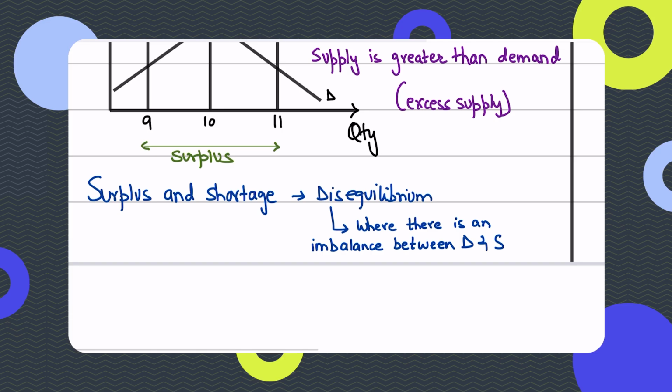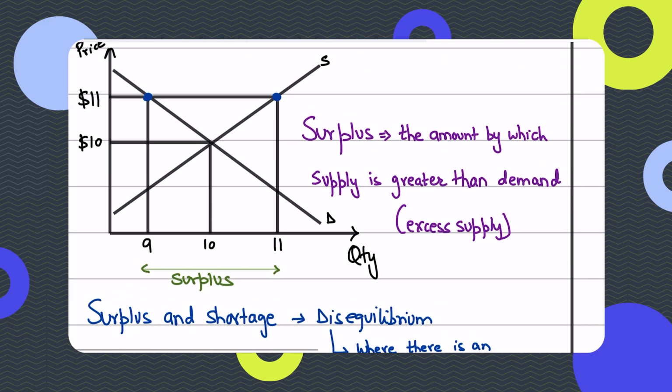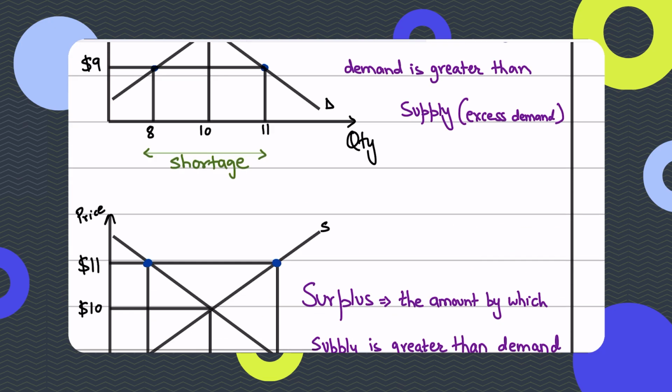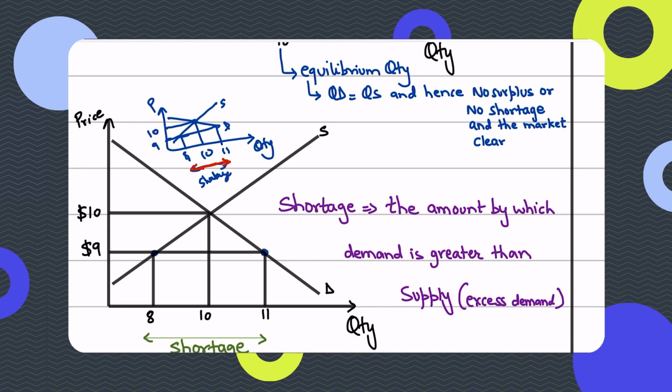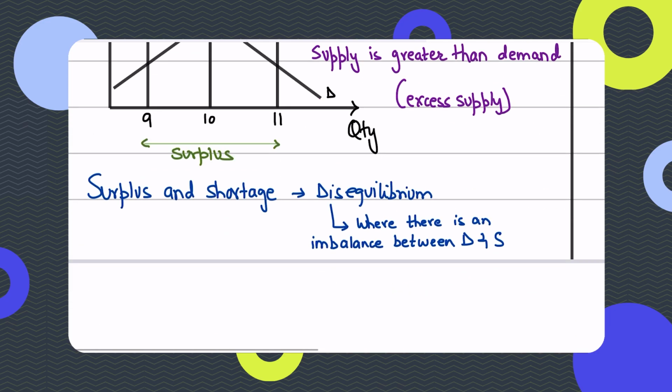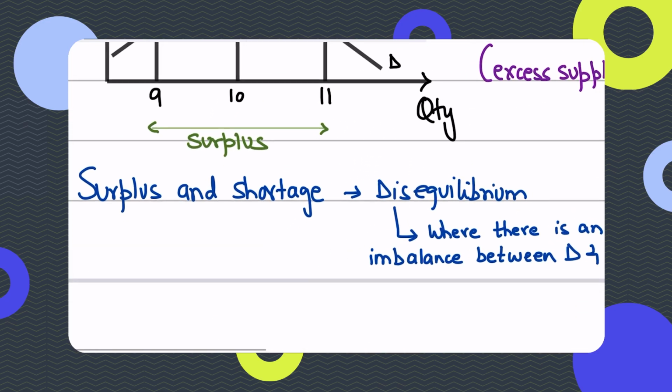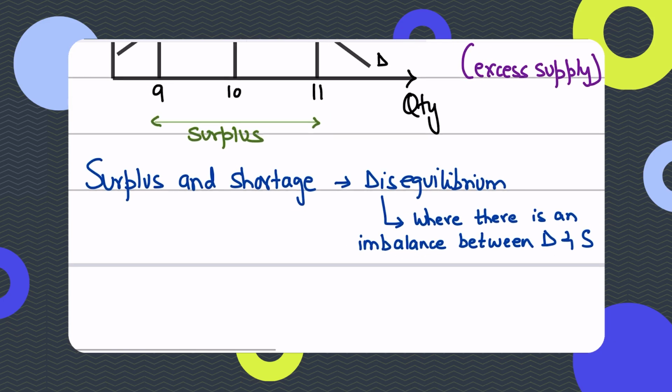And remember, guys, that surplus and shortages, that is excess supply and excess demand, basically represent inefficiency. They represent a misallocation of resources, because in a surplus or excess supply, too much is being produced which is not sold, and in a shortage, too little is being produced which should have been sold. So it represents misallocation and inefficiency. And so what we learn is that disequilibrium is a situation when there is an imbalance between demand and supply. They both are not in balance, right?